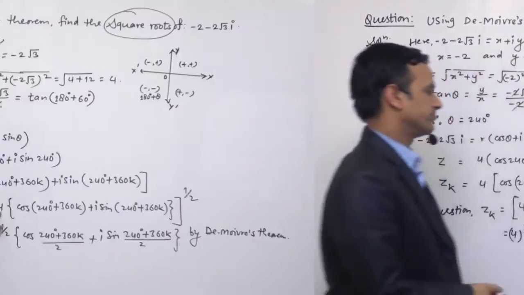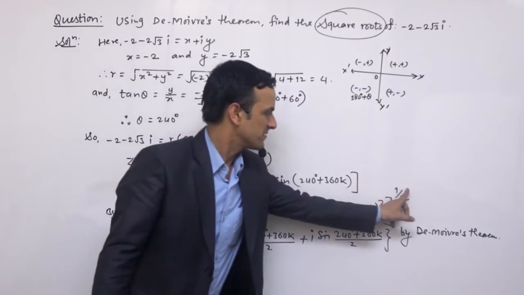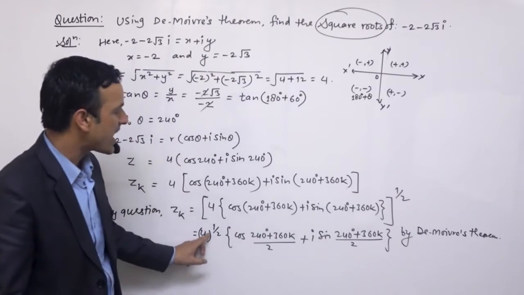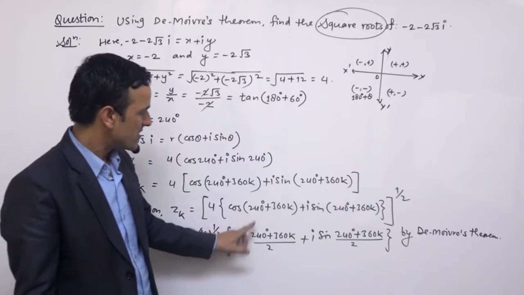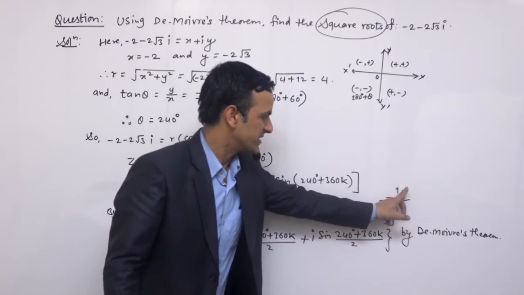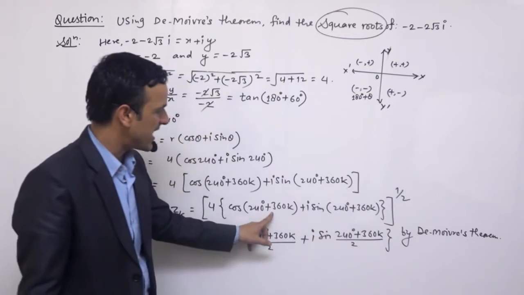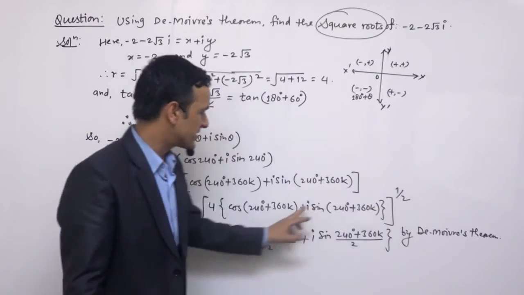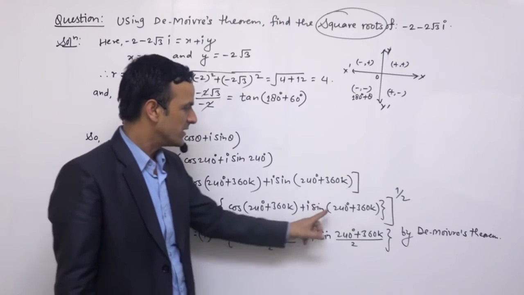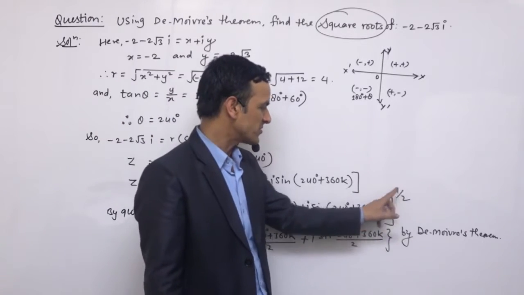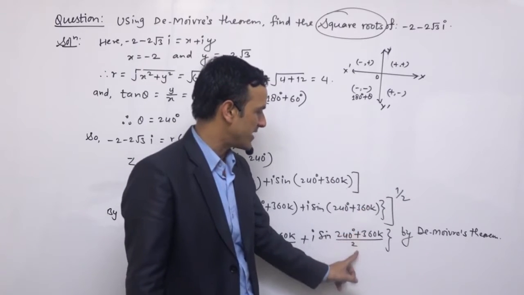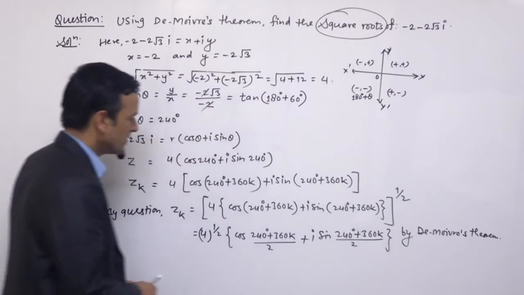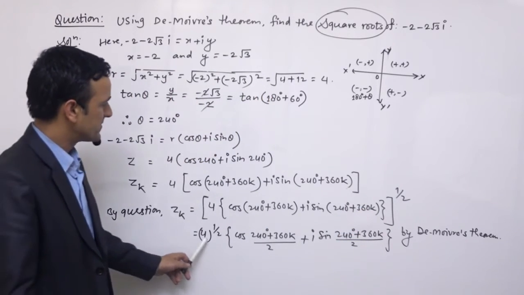De Moivre's theorem: r to the power n. This is n, so write down r to the power n cos n theta. This is theta and this is n. So n times theta means this upon 2, this upon 1/2. So this is the solution of zk.